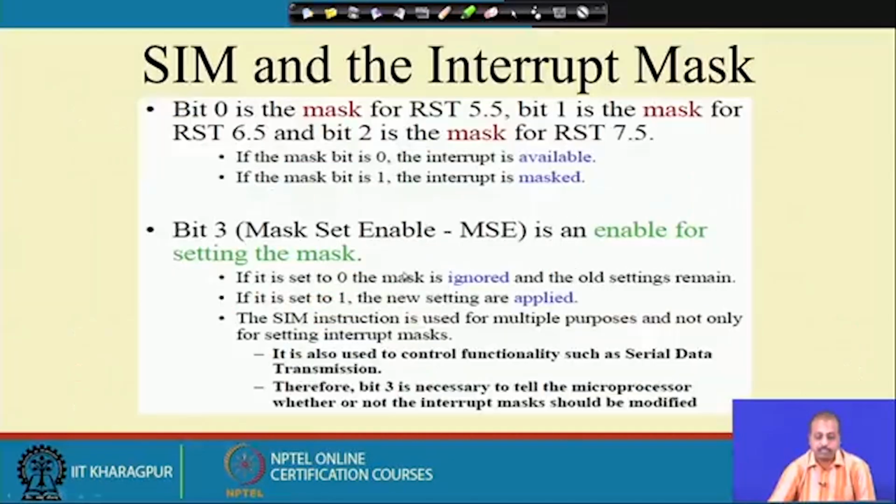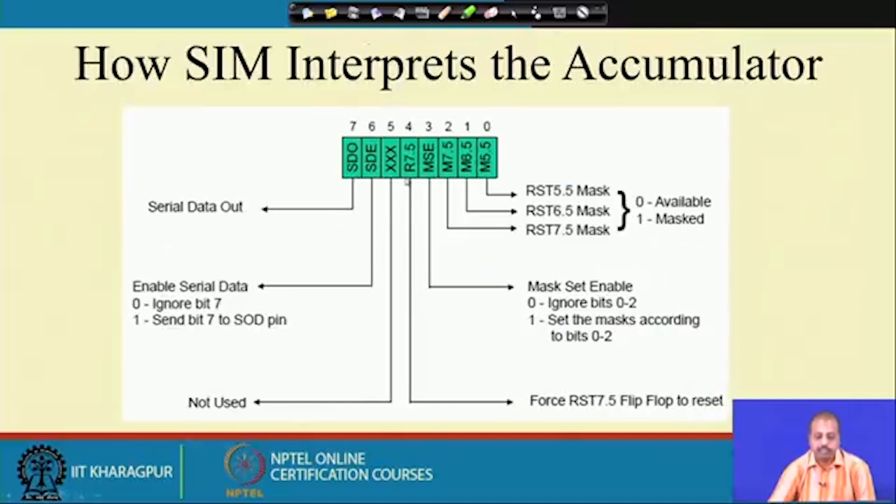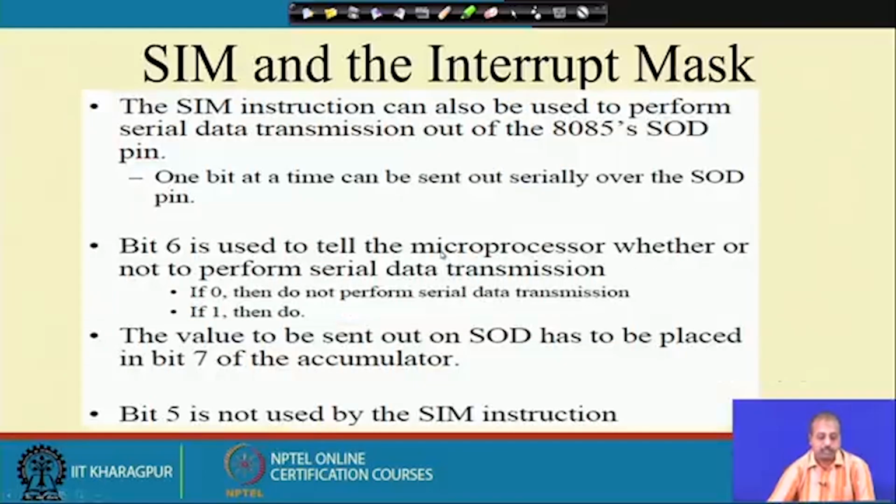So, in this slide, this is reset 7.5. If you keep this bit as 1 and after that execute a SIM instruction, then the RST 7.5 flip flop will be cleared. Okay. So, even if the interrupt occurred while the processor was busy and the flip flop is set, instead of going into the interrupt service routine, you may just like to reset that flip flop so that we do not respond to the interrupt. For that purpose, we can keep this RST 7.5 line 1 and execute the SIM instruction.